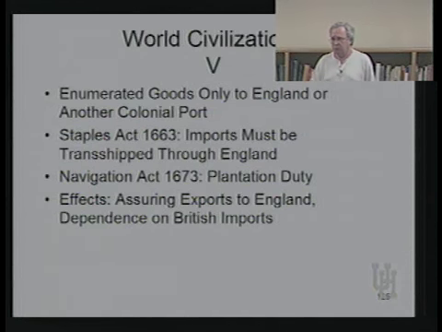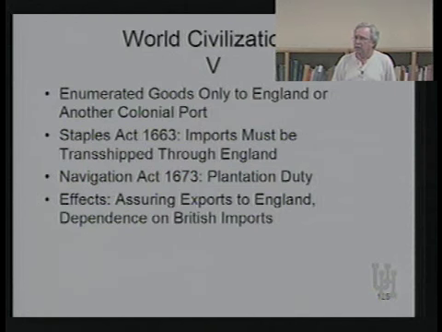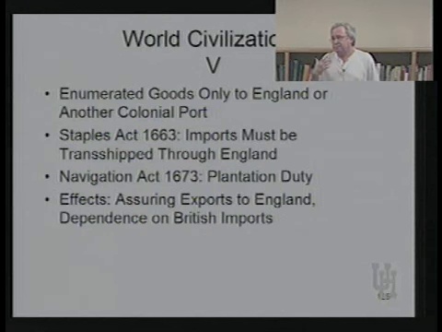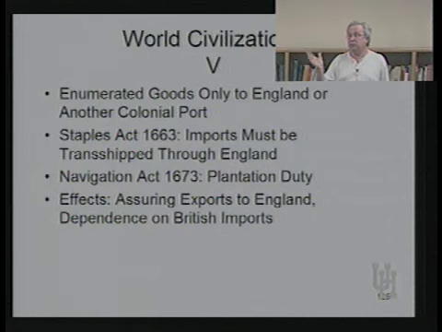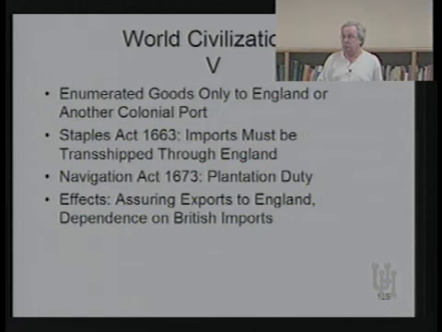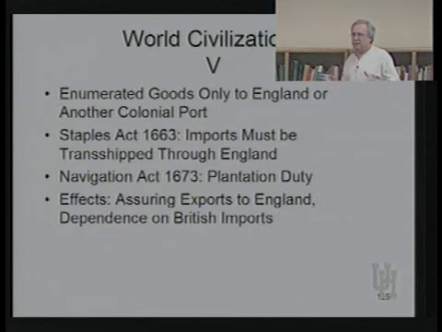The Staples Act of 1663 put further restrictions. If goods are being transshipped, being shipped in or imported and coming from any place but England, they have to be transshipped through England. In other words, let's make it simple.